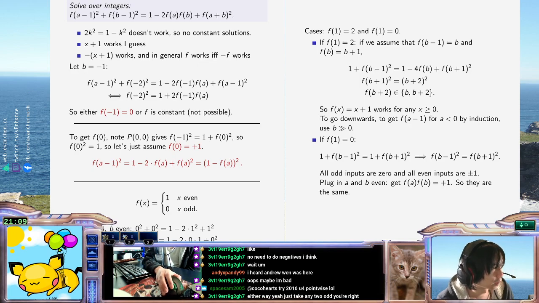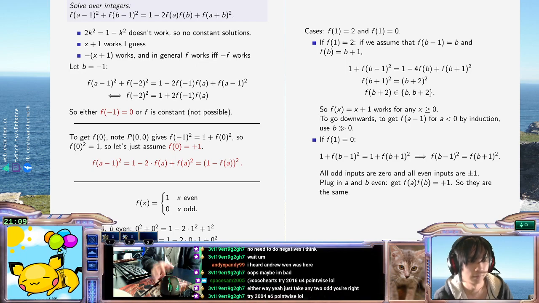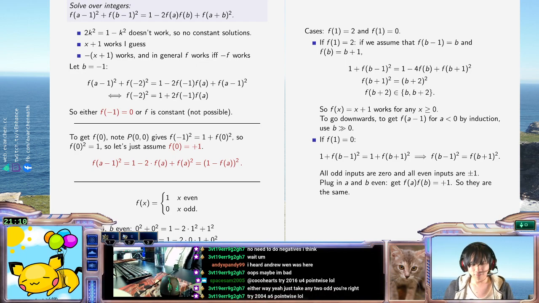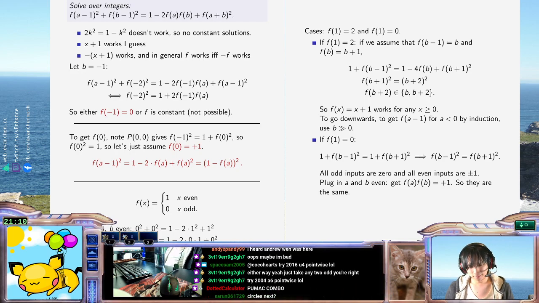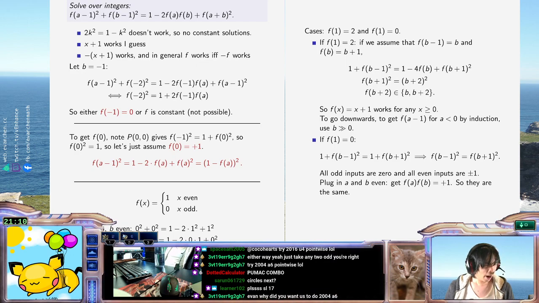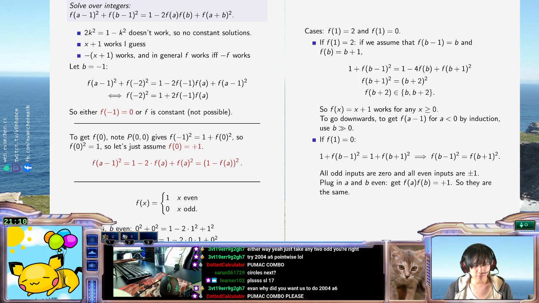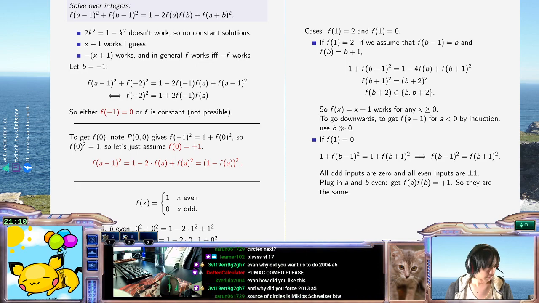Okay, we're calling it 2004 A6. Oh no. Evan, why did you want us to do 2004 A6? Culture preservation reasons. Evan, how'd you do it like this?